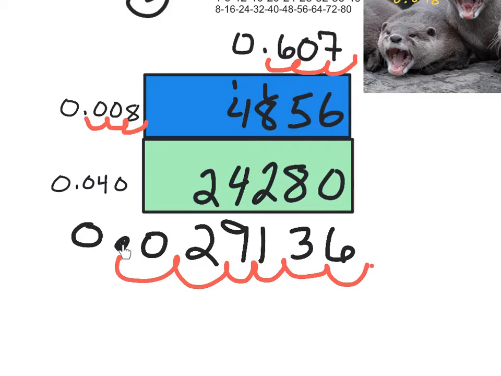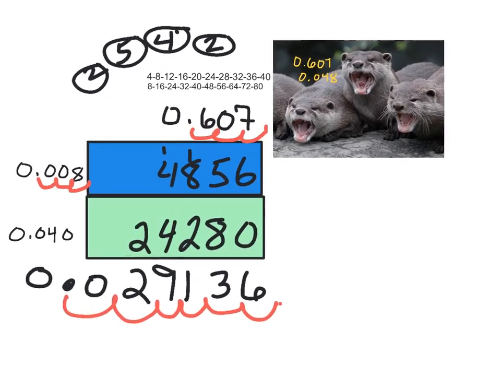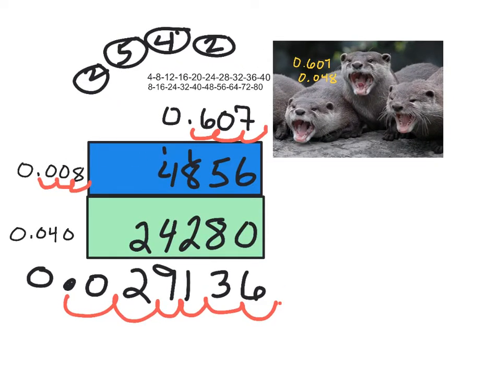So your answer is 0.0299136. So you can either read it like that, or you can read it as a fraction. And you're going to just count, this is the tenths, hundredths, thousandths, 10,000s, 100,000s, and then millions. Which means, my friends, you have 29,136 millionths of a ton of fish that these stealthy sea lions have eaten and had a nice meal for.